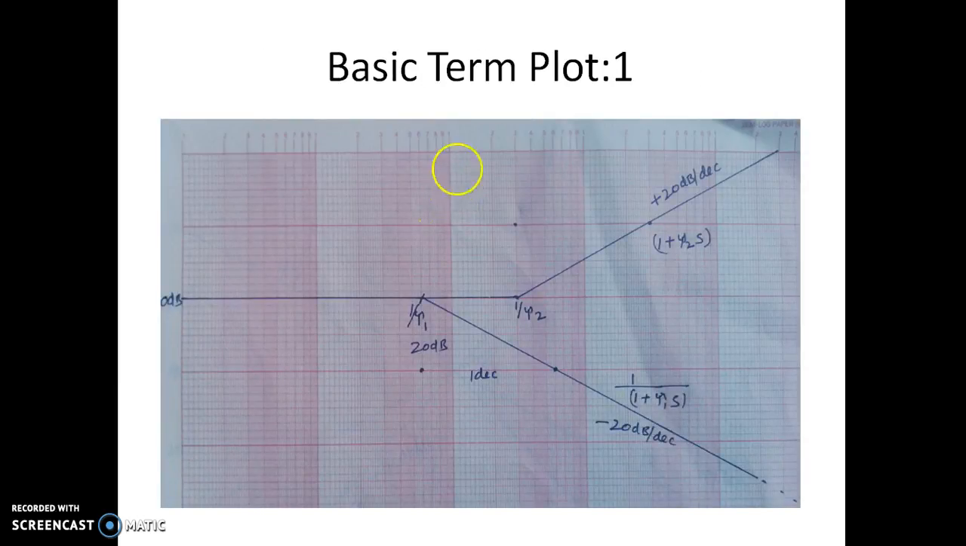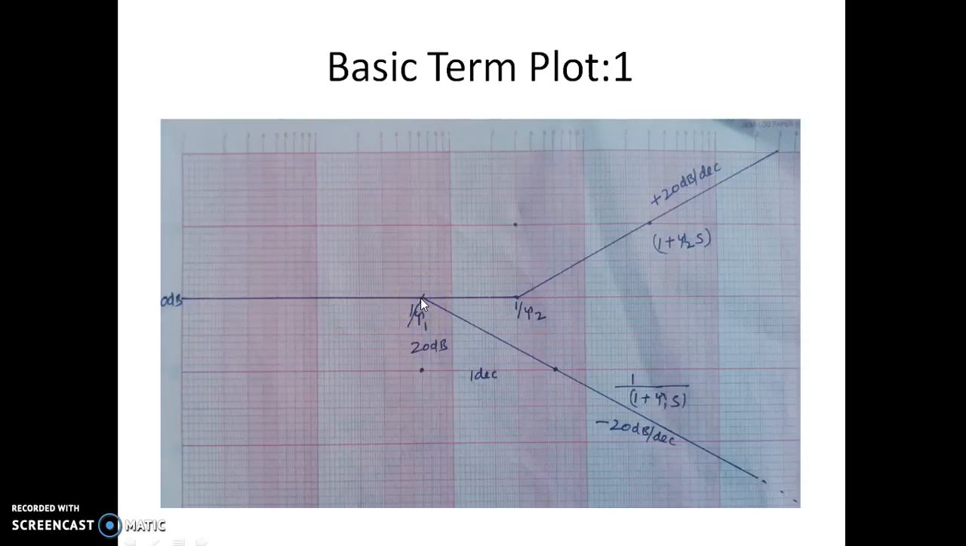Now let us consider a plot where we have a term like 1 over 1 plus tau1 into s. As we can see now, this is a finite pole with a time constant tau1. Since the time constant is tau1, the magnitude plot of this pole will be a 0 dB line up to 1 over tau1 frequency. After 1 over tau1 frequency, the magnitude will fall at minus 20 dB per decade.